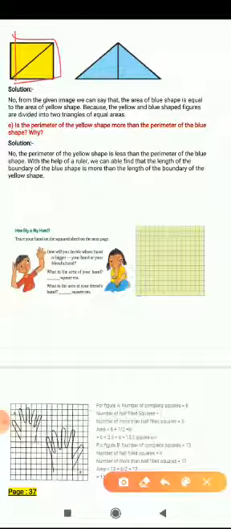Perimeter means this outer line. This boundary we have to find out. Whenever we find this outer length with a ruler, we will get the answer that it is less than that of the blue one's shape. How?